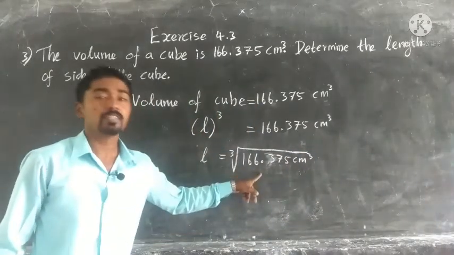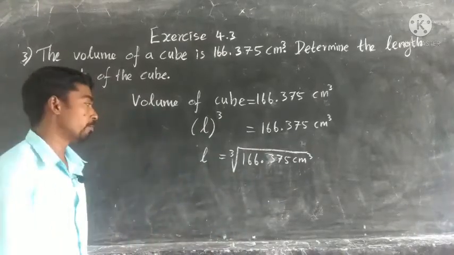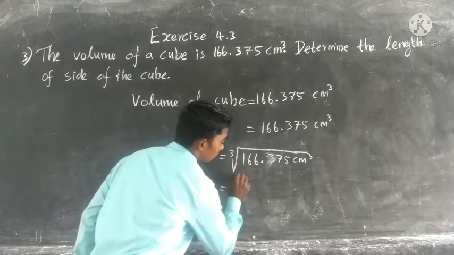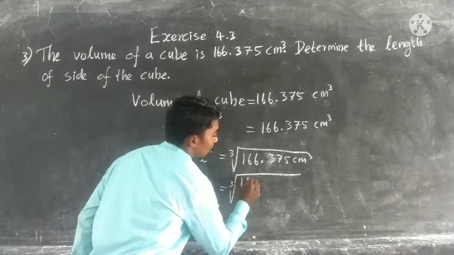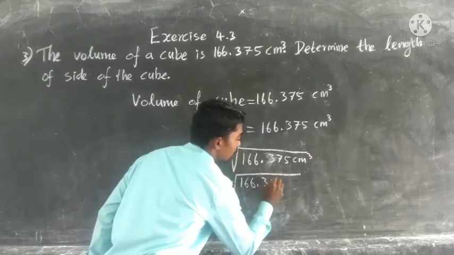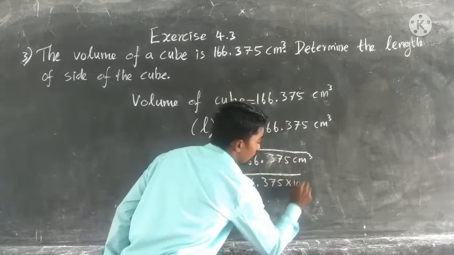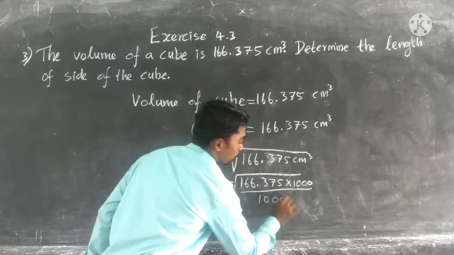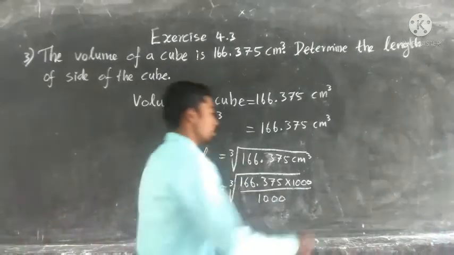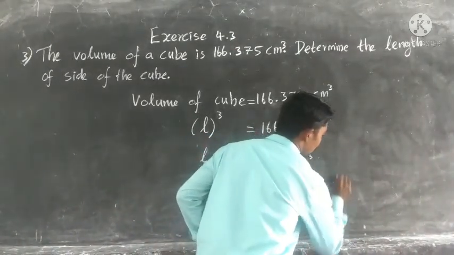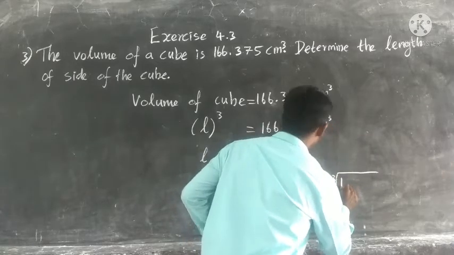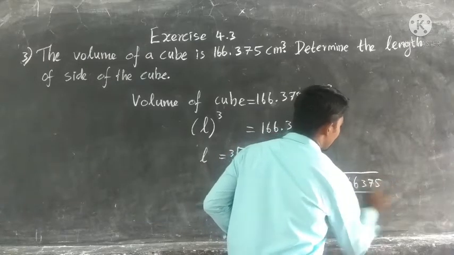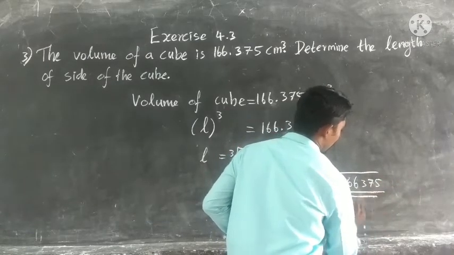Since it is in decimal number we can convert into whole number. So we can multiply and divide by 1000. Cube root of 166.375 into 1000 divided by 1000. Split the cube root. You will get cube root of 166,375 divided by cube root of 1000.